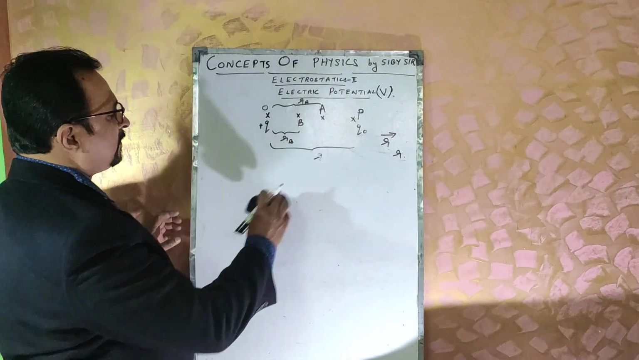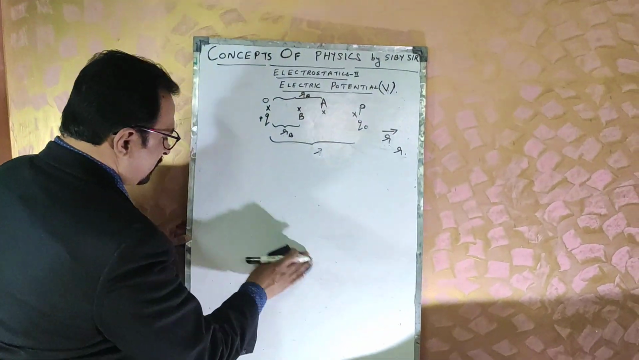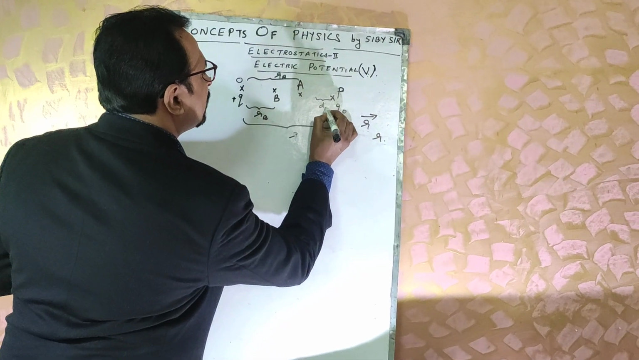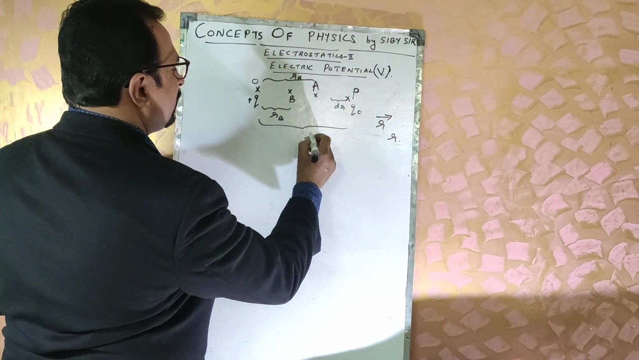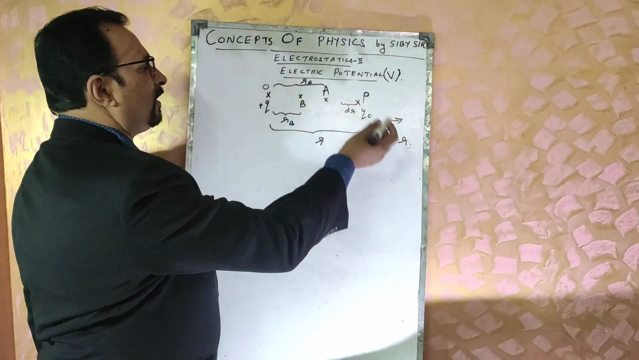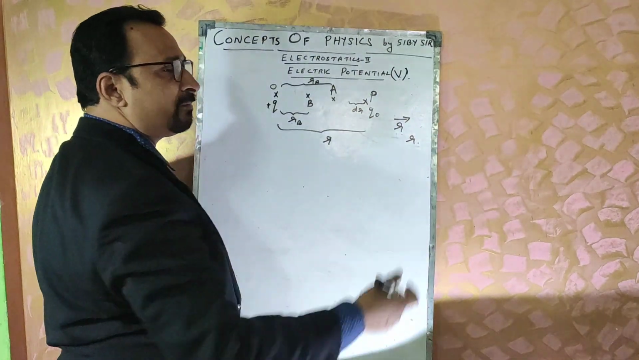The Q0 charge is located at P, and you are displacing this Q0 charge by a distance dr against this electric field. You see why this is against the electric field? What is the direction of electric field at P? It is towards the right side. Why? Because a plus charge is there. If you keep a unity positive charge here, that will be repelled by the source charge.